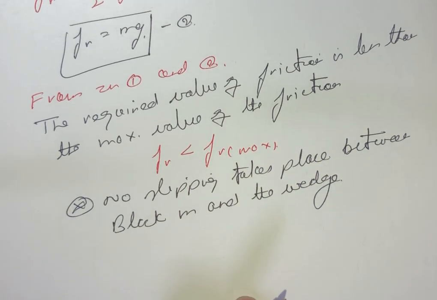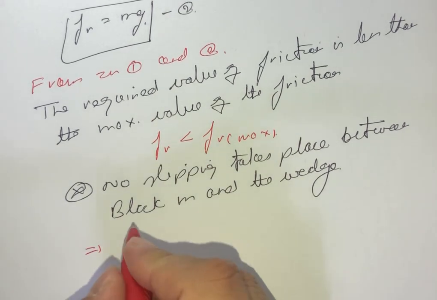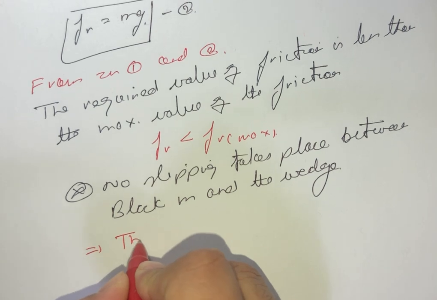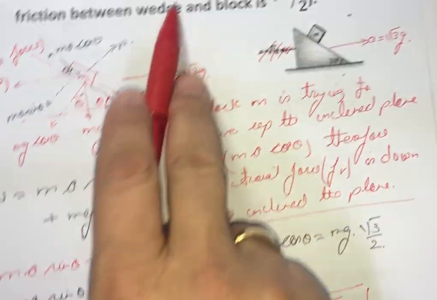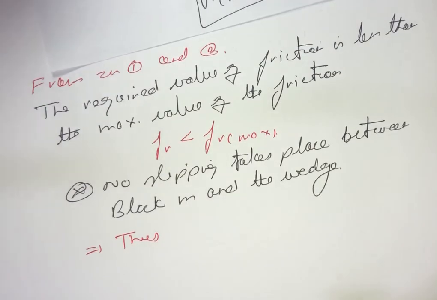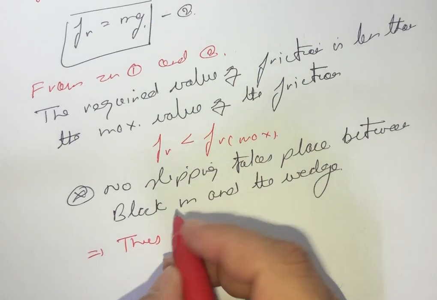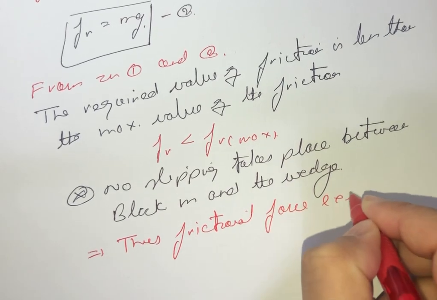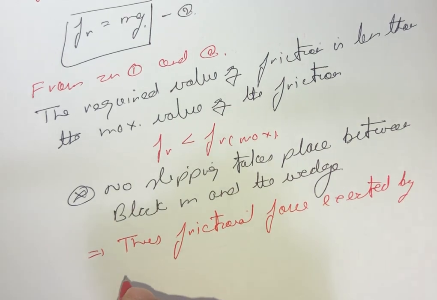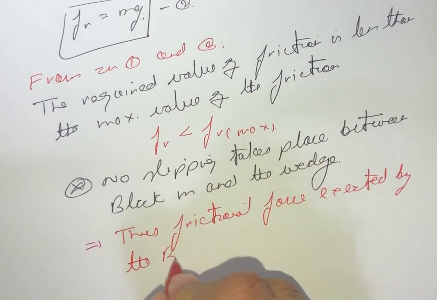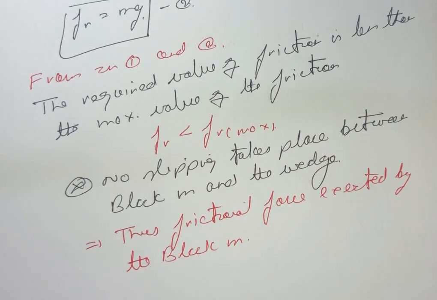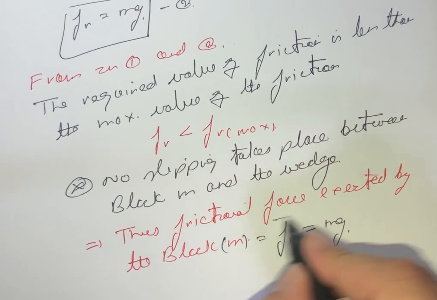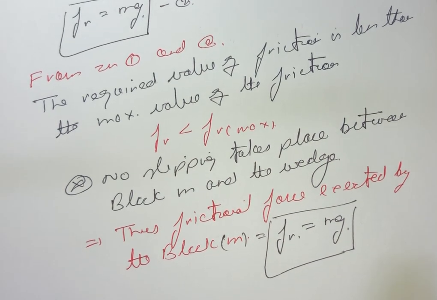So under this condition, the value of the friction which we are required to find out, the frictional force exerted by the block M, is equal to Fr, which is equal to mg. So this is our final answer. Thank you.